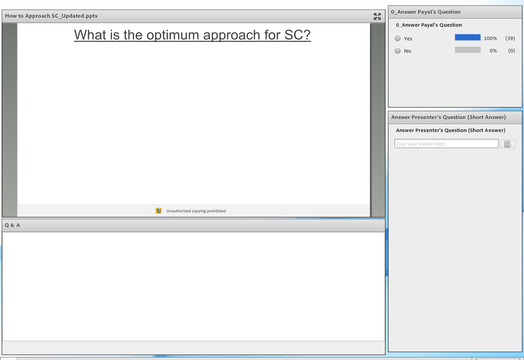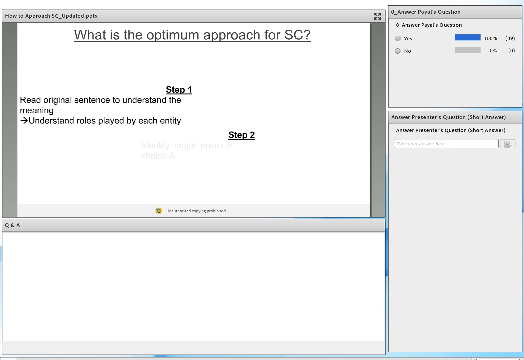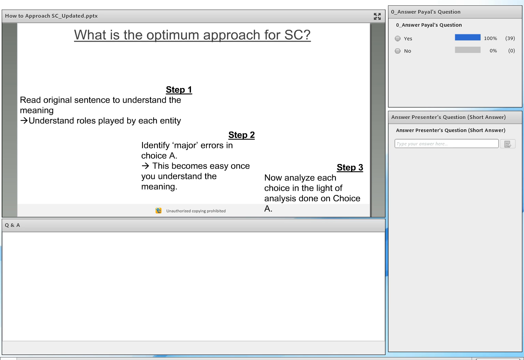So what's the optimum approach for SC? Just putting it all together. Step 1, you understand the original sentence. You read the original sentence to understand the meaning, and over here you have to understand the roles played by each and every entity. Step 2, you identify major errors in choice A. I'm not talking about those nitty-gritty errors, major errors, and really this step becomes very, very easy once you understand the meaning. And in the end, you analyze each choice in the light of the analysis done for choice A.